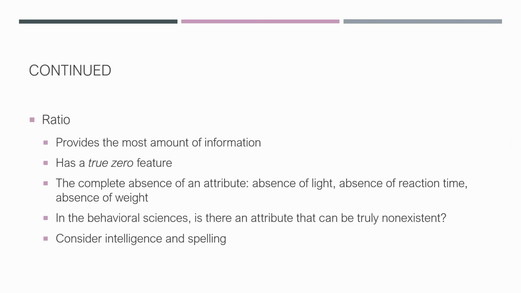Scoring a 0 on a spelling test does not mean that you have 0 spelling ability. It probably means that you just could not spell the 10 words that were provided to you. But you probably could spell other words that were not on the spelling test. So you see the point here.